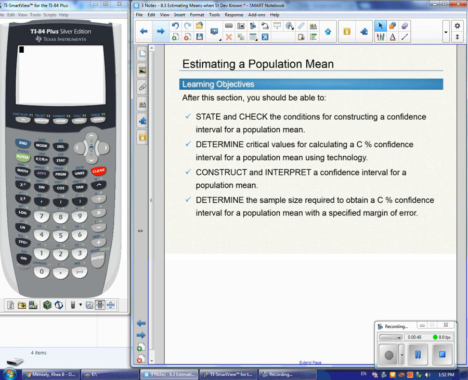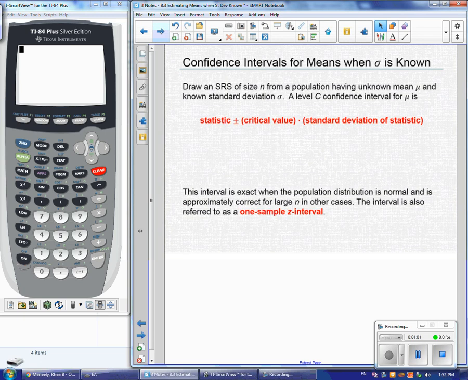We're going to determine the critical values for finding a confidence interval. We're going to construct and interpret the interval using formulas and using technology, and we'll also be able to determine the sample size required to obtain a certain confidence interval. So we're going to start with the same sort of formula that we used in the last section. When we draw a simple random sample of size n from a population having an unknown mean, in this case, we're going to start off with this assumption that we do know the population standard deviation.